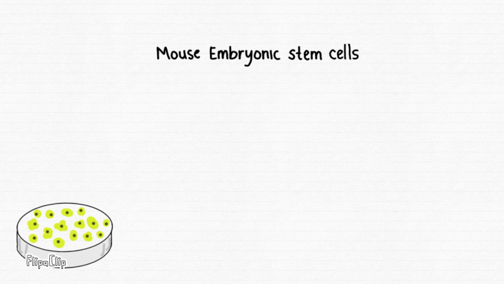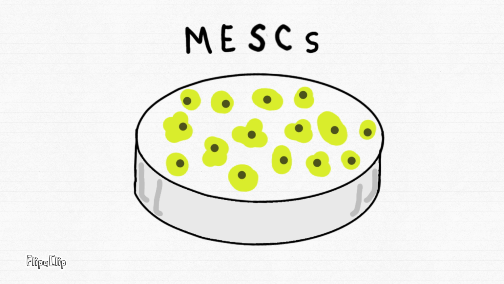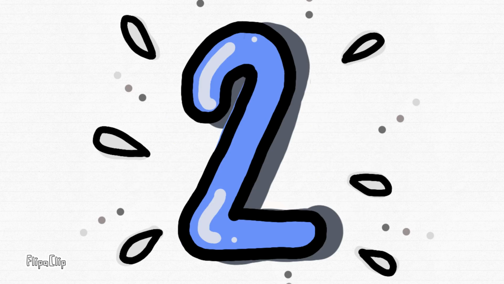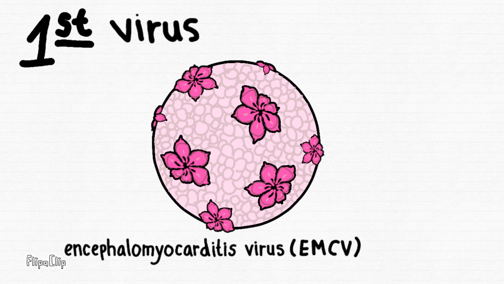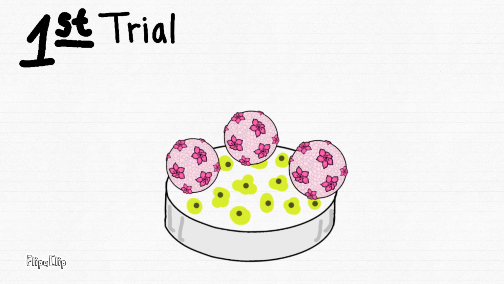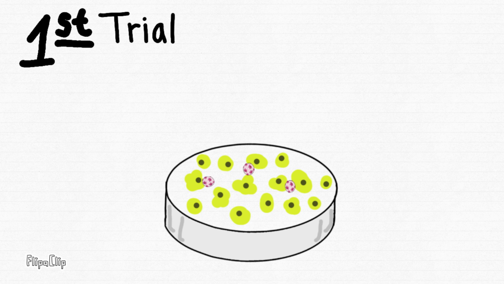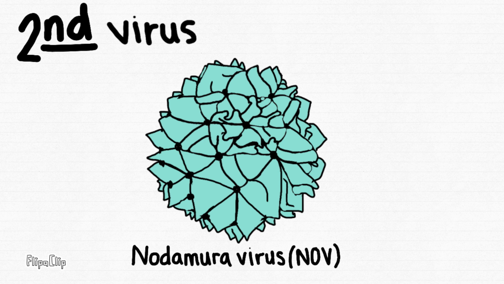Now, they decided to use mouse embryonic stem cells, otherwise known as mESCs. And they decided to use two viruses. The first, encephalomyocarditis virus, also known as EMCV. In their first trial with it, they injected the mESCs, and it was noted that most siRNAs remained the same. It was mainly because of the IFN response, hence their function was still not clear. So they decided to use the Nodamura virus, NoV.